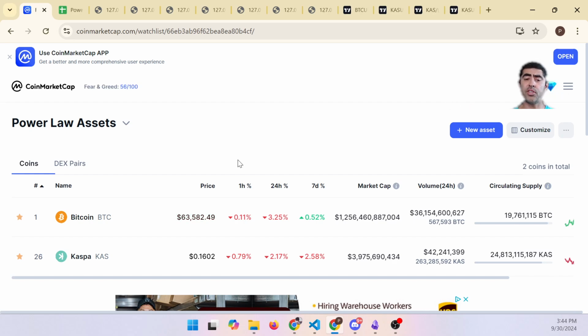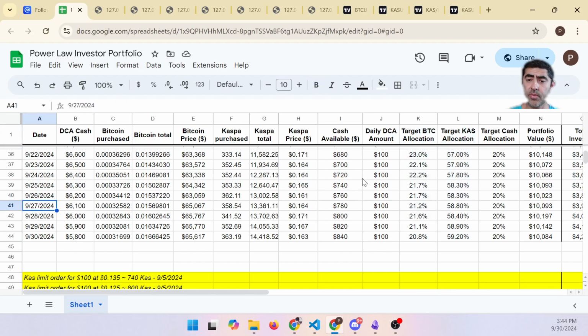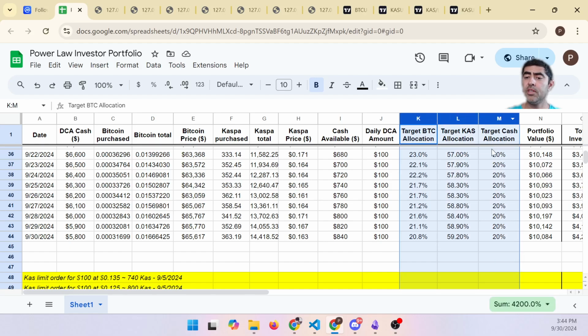Bitcoin is trading around 63,500 and Kaspa is just trading above 16 cents. And what we've been doing in this experiment is every day we've been taking $100, the daily DCA amount, and we've been splitting it amongst these three assets. So 20% we've been allocating to cash for opportunities that may come if prices drop. And then this algorithm that I've developed focuses on splitting the remaining 80% between Bitcoin and Kaspa, depending on what the risk reward ratio is and also how confident we are.